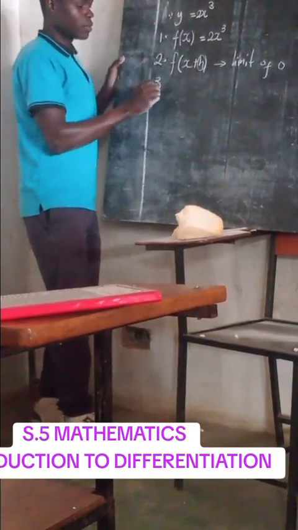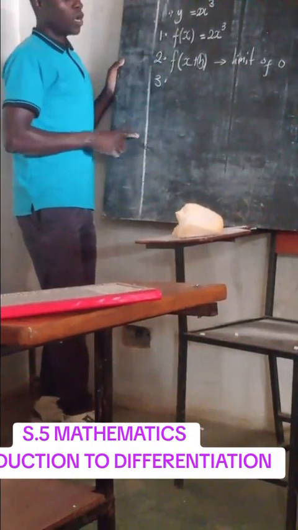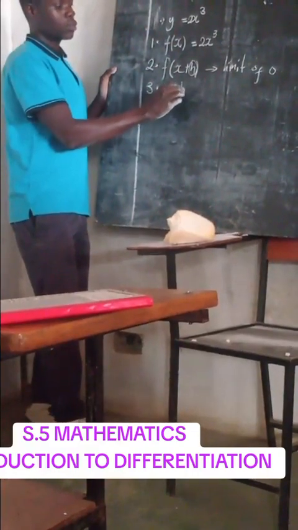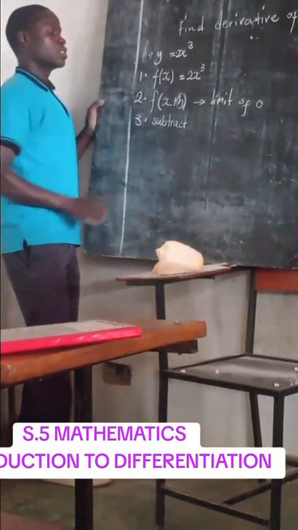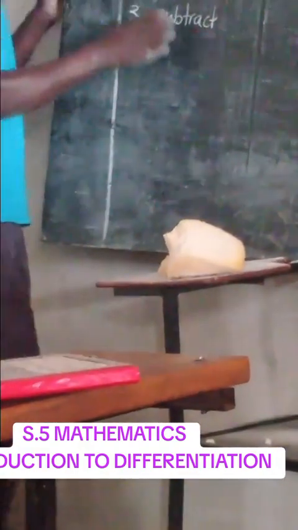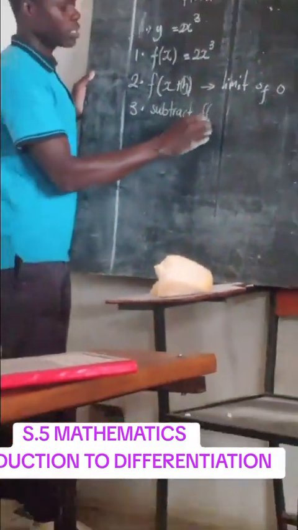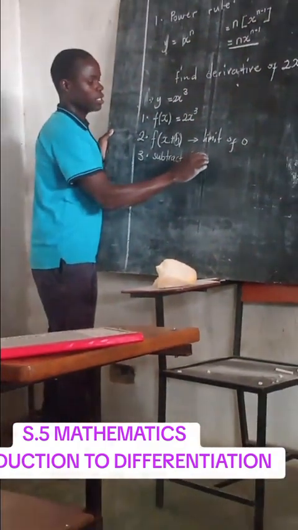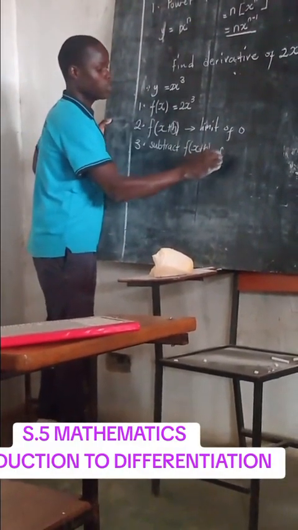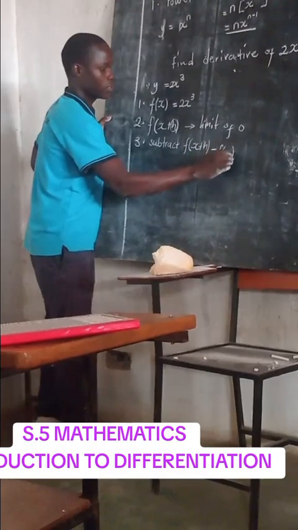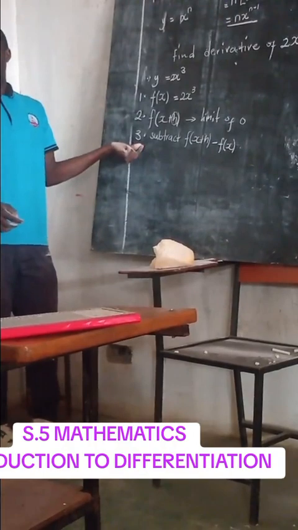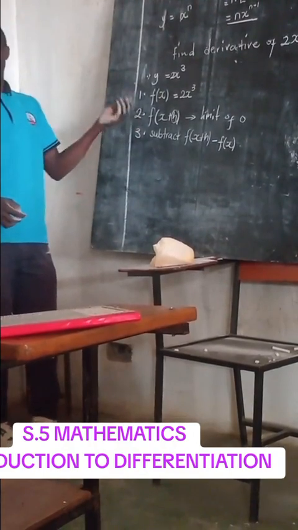Then thirdly, what do we do? So we subtract the increase in the function minus the original function. So meaning that the increase in the function which is x plus h, minus the original function which is what? X. So that's what is applicable under the first principle method.